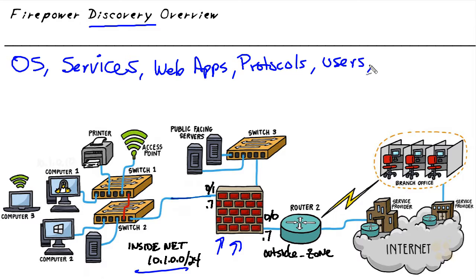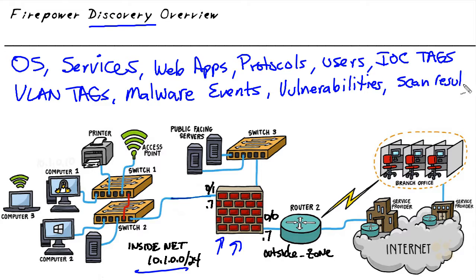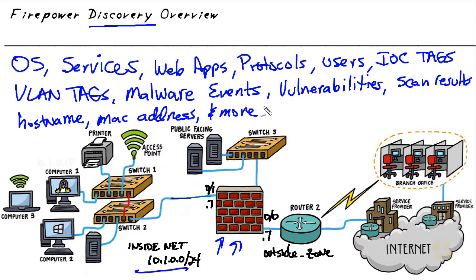Things like, okay, it's probably running one of these operating system versions. Maybe it's Windows or Linux or Mac. What services are running? What web-based applications are being launched from that computer? What protocols are in use? What are the users involved with the applications that are being used from that system? Are there IOC tags? That's indicators of compromise tags associated with that host. What VLAN tags, if any? What malware events? What vulnerabilities?